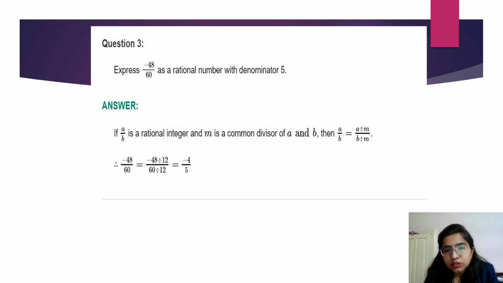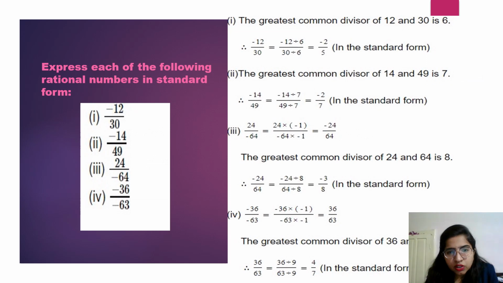Okay, so coming to the question, what's the question over here? Express each of the following rational numbers in standard form. I've explained standard form in the introduction only. What is standard form? First, the denominator must not be negative. Second, both numerator and denominator must not have any common factor except 1.